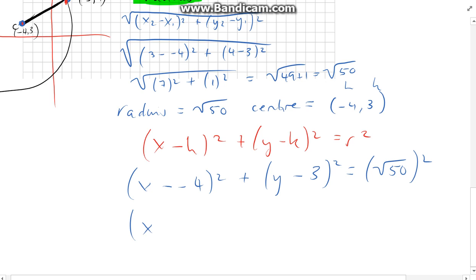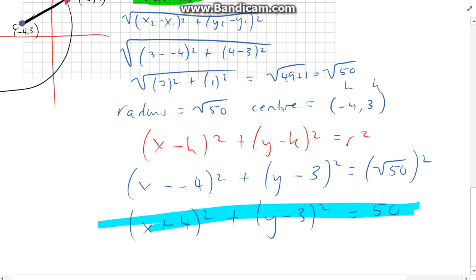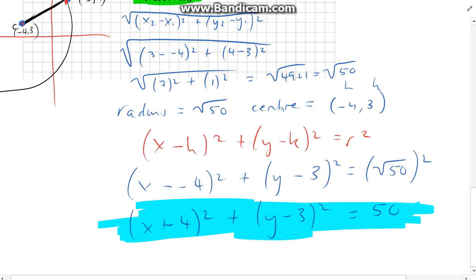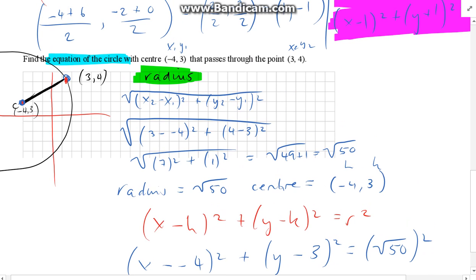Just tidy it up: x minus minus gives us a plus, y minus 3 all squared equals, get rid of the square root, so 50. So the equation of that problem is x plus 4 all squared plus y minus 3 all squared equals 50. Just for them ones, remember to draw them.